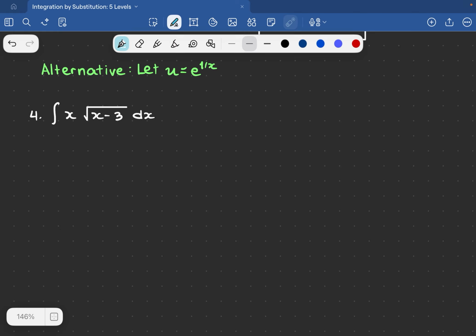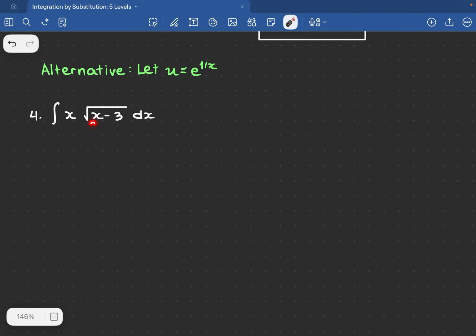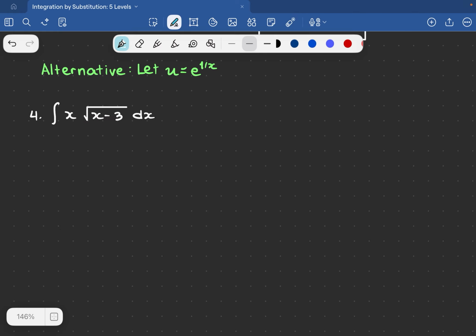So the suggestion here is to choose the other one, this one, x minus 3. You could choose square root of x minus 3, you can try that one, but the derivative there would be complicated. So x minus 3 is the most natural choice out here. So we let u be equal to x minus 3. If this is the case, du is going to be equal to dx.